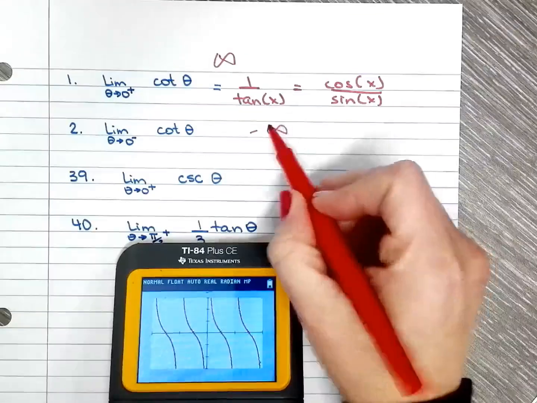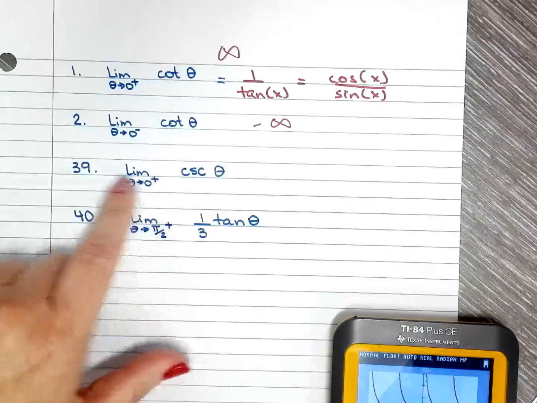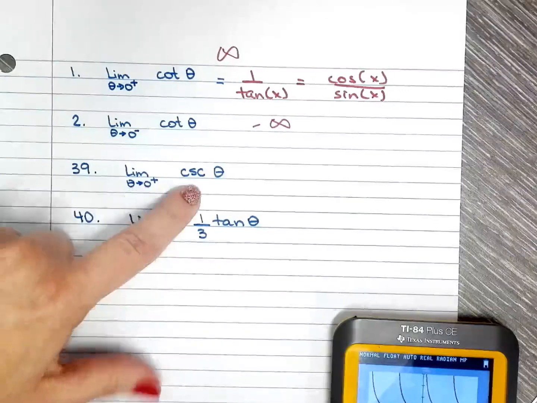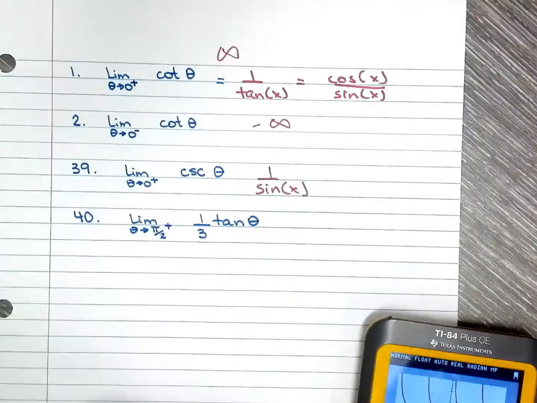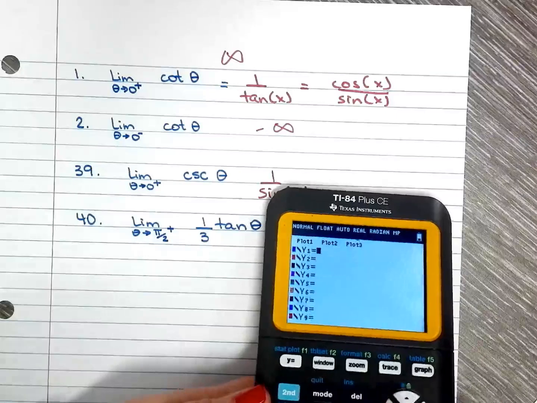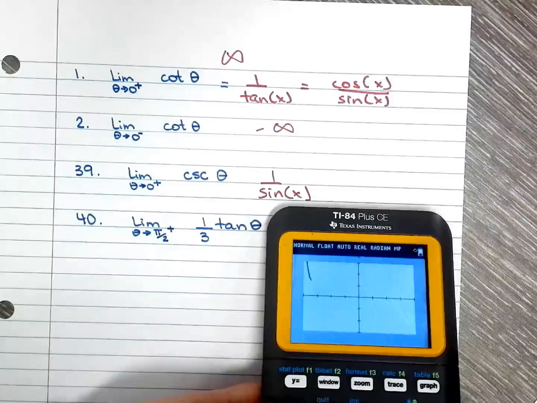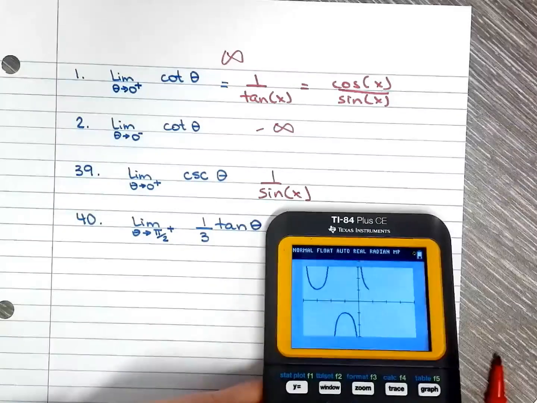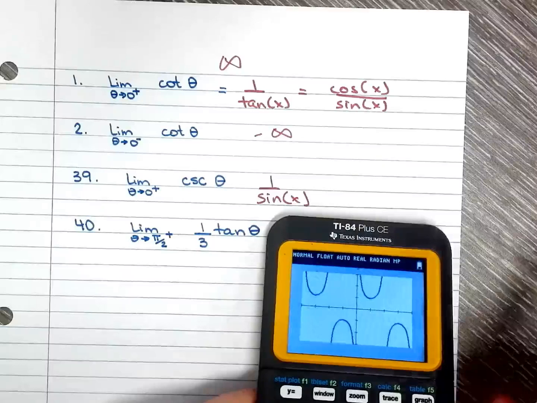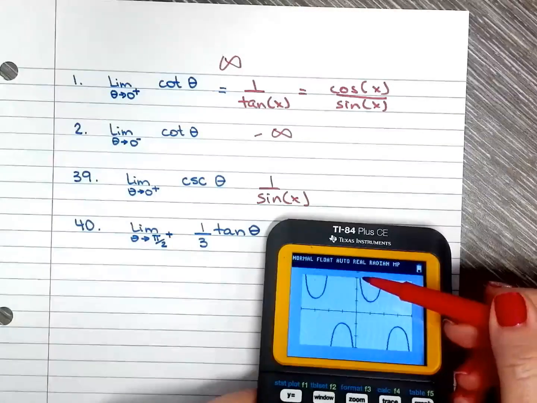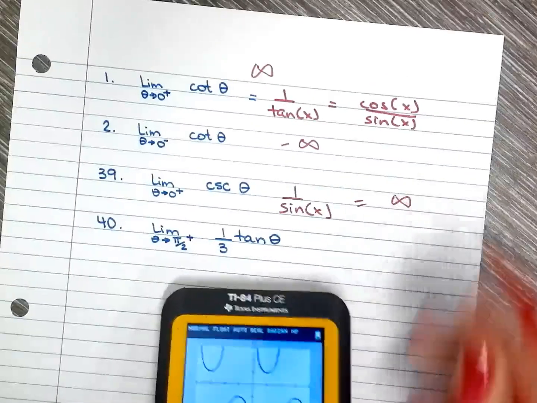So 2 questions down. Now the third one, number 39, we are evaluating the limit as theta approaches 0 from the right of cosecant of theta. Cosecant, I know it's 1 over sine, and that's exactly what I'm going to put in y equals. So clear both functions, punch in 1 over sine of x. When you graph, here's the 1 over sine function, approaching 0 from the right. So it's toward positive infinity right there. So this one, positive infinity.